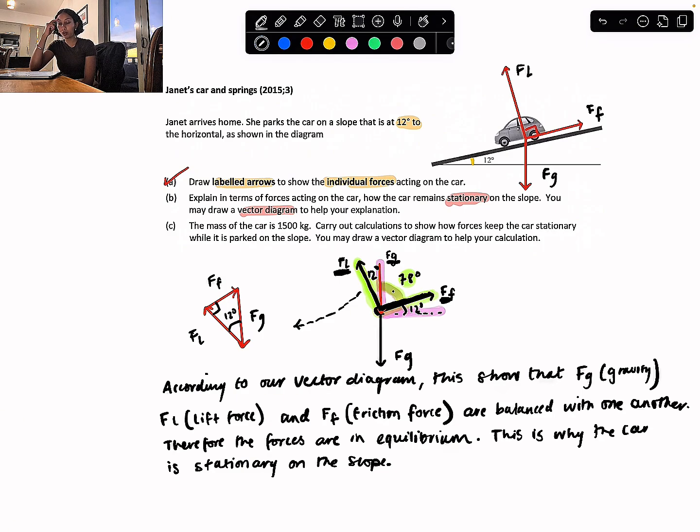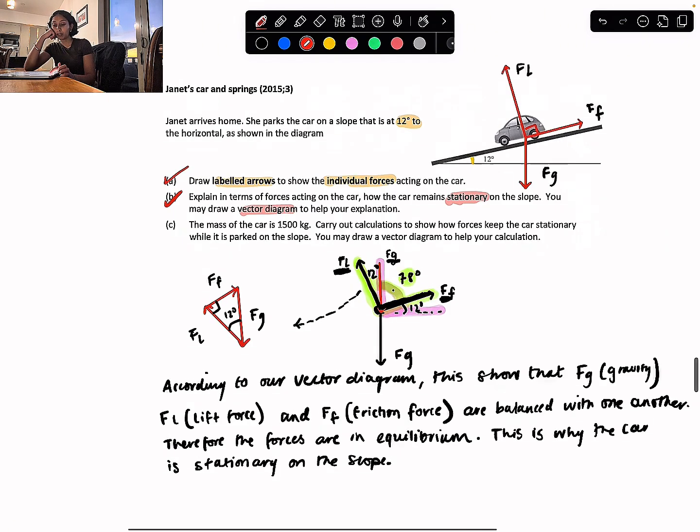So if we can draw a vector diagram for something, this shows us that the forces are balanced with one another, okay? So because the forces are balanced, there's no net force acting in one certain direction, okay? And because of that, the car is not going anywhere. There's forces still acting, but they're balancing each other out, allowing for equilibrium, allowing for the car to remain stationary, okay? So that answers part B.